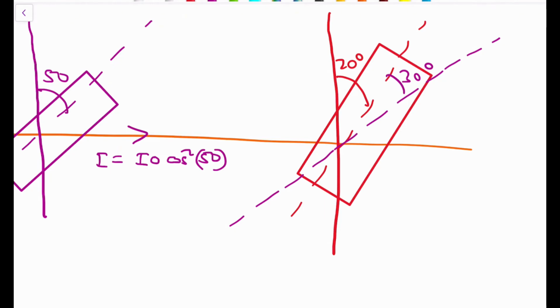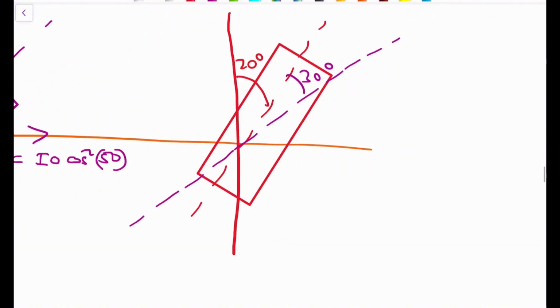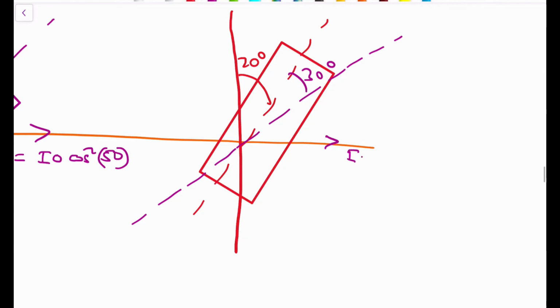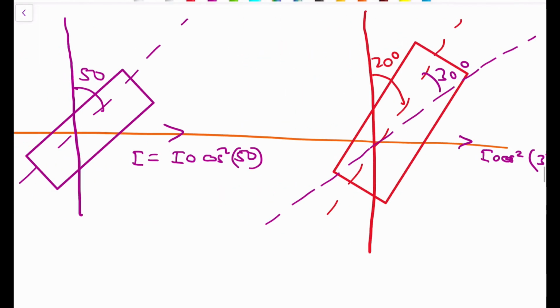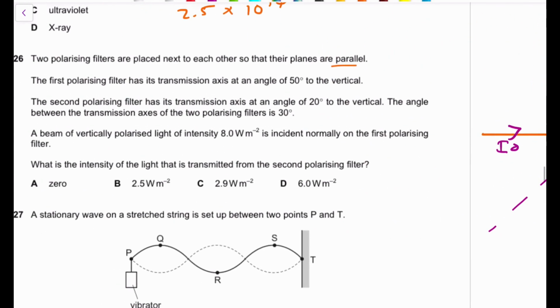Remember, I always say this, in Malus's law, you have to think of the transmission axis, you have to think of the polarizer, and you have to think of the analyzer. Once you understand that, you're done with Malus's law. So the intensity that's going to come out here is going to be I naught cos squared of 30. What is the I naught? It is basically this, right? With reference to this particular situation, okay?